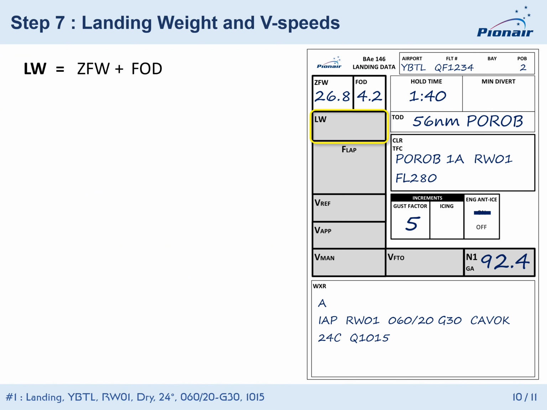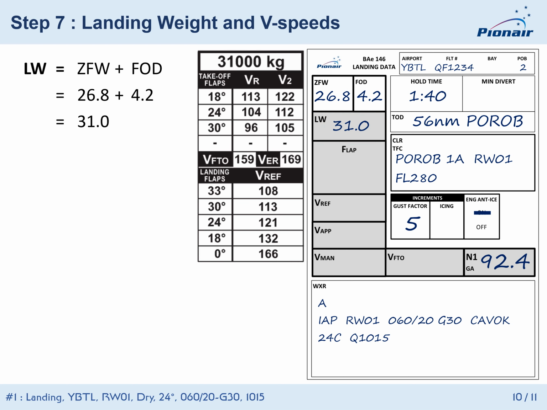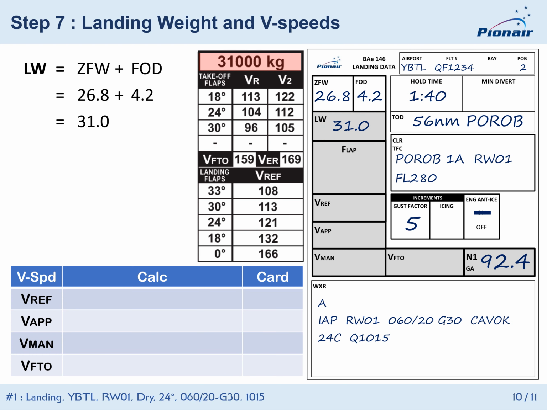So, landing weight and V-speeds. To select speeds, we need a landing weight. From our card, landing weight is equal to the zero fuel weight we completed during pre-flight, which hopefully hasn't changed, and our updated fuel over destination. So in this case, that's 31 tonnes on the toll card. So that makes selecting a speed card pretty straightforward. We'll go with the standard flap 33 landing, and we get a speed card VREF of 108 knots.